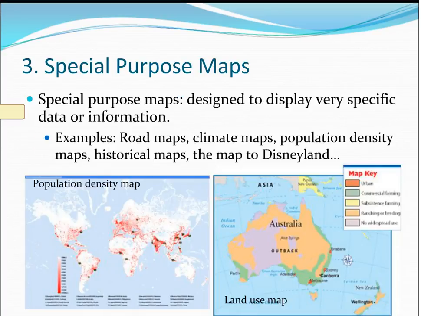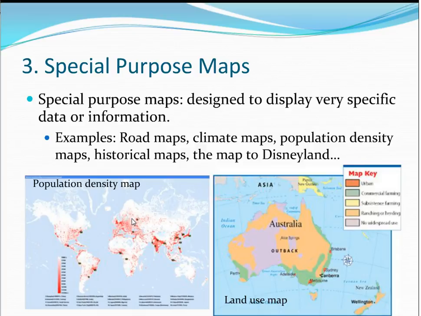Special purpose maps are designed to display very specific data or information. So an example of special purpose map would be something like that earthquake epicenter map or a population density map. Another might be a road map. So if you're traveling and you need to know where to go, you're going to get a road map. There's climate maps. There's historical maps where you can map out locations of historical sites. And the map to Disneyland is a special purpose map.